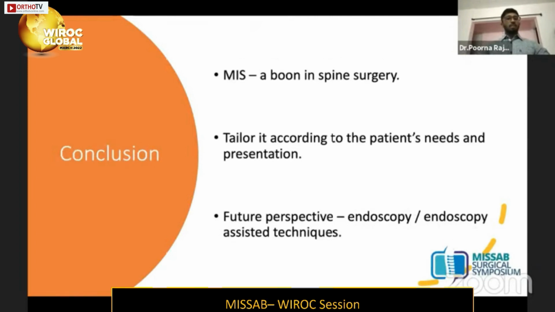So to conclude this journal, we all know minimally invasive surgery is a boon in any surgical field, and it is of prime importance in spine surgery. We have to tailor all these MIS techniques according to the patient's need and their presentation at that time. And the future use of endoscopy and endoscopic assisted techniques in managing patients with revision spine problems should be emphasized. And regarding this paper, there is a need for functional and outcome analysis before we take this algorithm into account universally.